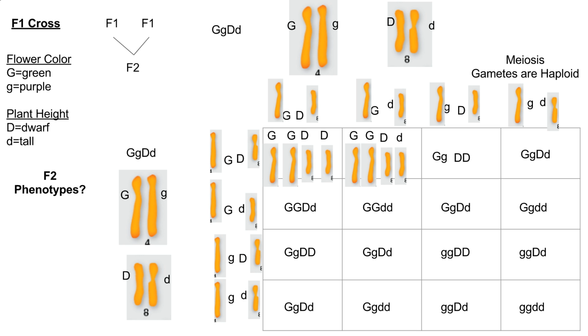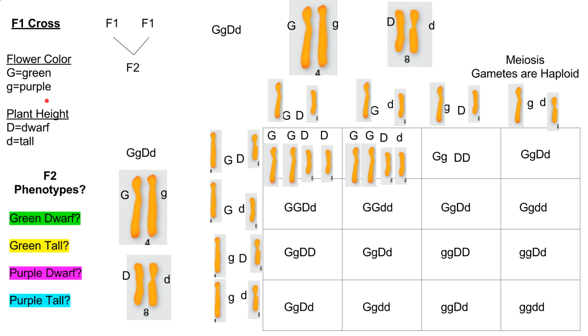Now again, understanding what is going to show up, anytime it's heterozygous, the dominant will show up. The only way we get the recessive allele in the phenotype is if it is homozygous. So we could have a green dwarf, we could have green tall, we could have purple dwarf, we could have purple tall.